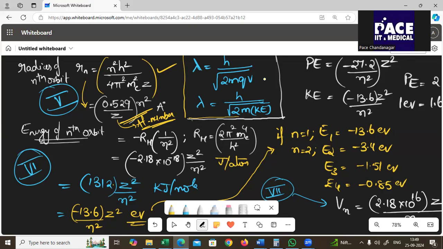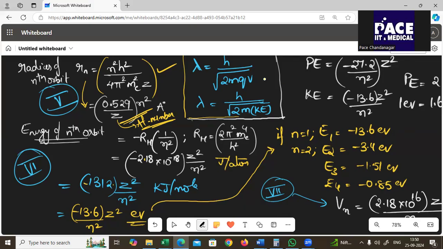You don't need to remember that value, but in Advanced you may have questions based on the theory part of it, the derivative part of it, not on the values part. So you should remember this as well. Now it is minus 2.18 into 10 to the power minus 18 Z square by n square joules per atom.